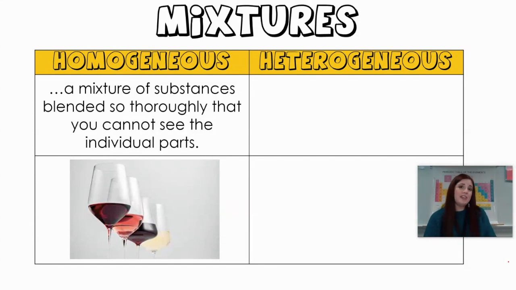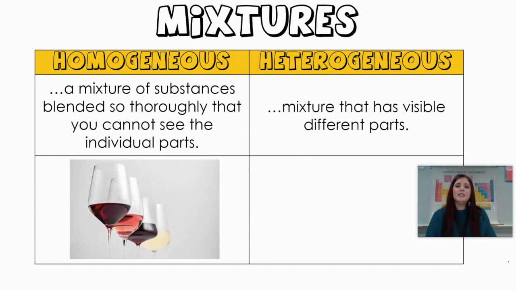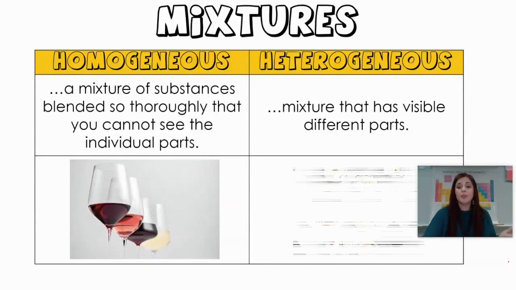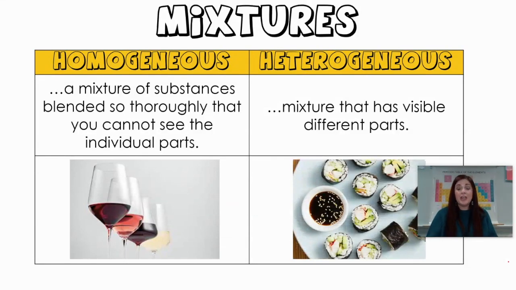Heterogeneous mixtures, I think, are the easiest to identify because these are mixtures that have different visible parts to them. So a great example is sushi. If I take a look at these sushi rolls, I could see the different parts to it. It looks like, in this case, maybe it's a piece of crab. I don't know what's in there. There's avocado, there's rice, there's the seaweed on the outside. This has different visible parts to it. So because I can physically see all of those different parts, we would consider that a heterogeneous mixture.